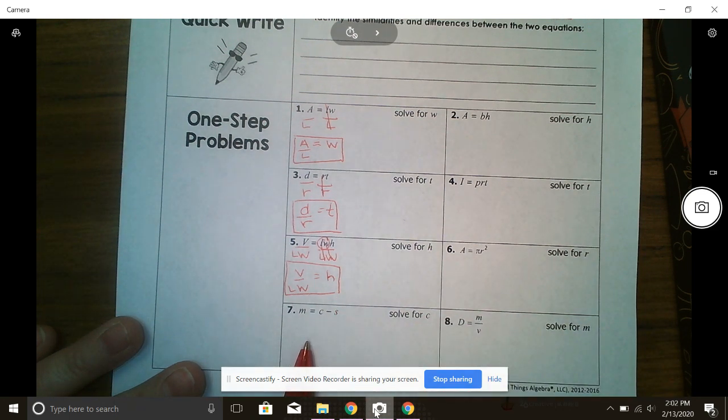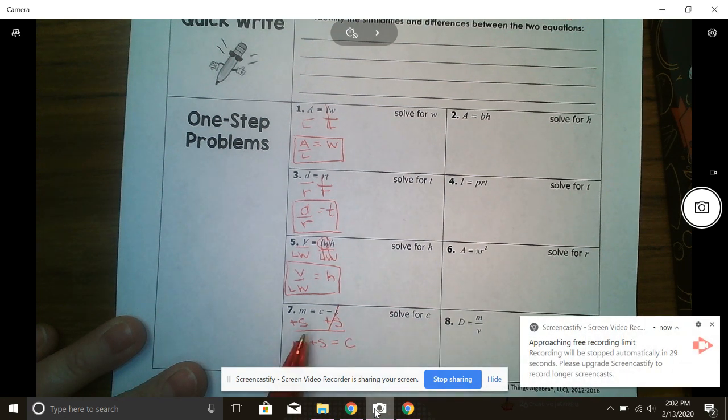Number 7, we have something different. We're being asked to solve for c. The other variable connected to c is not being multiplied like the previous problems. This is being subtracted. So to solve for c, to get rid of a minus s, I need to add an s. So m plus s is equal to c. These are not like terms, so I can't add them together.